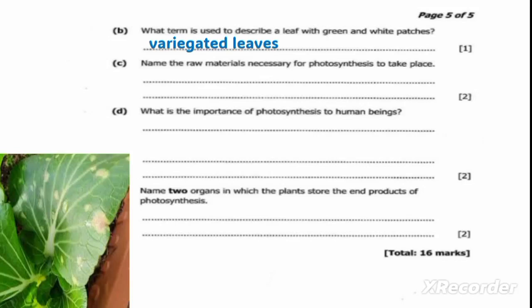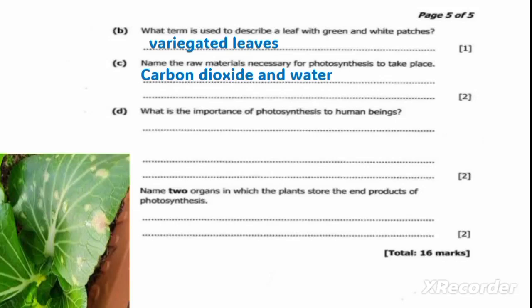So the raw materials, last time we discussed the raw materials required for photosynthesis to take place. We are simply talking about water and carbon dioxide. Water, carbon dioxide, sunlight, these are factors needed for photosynthesis to take place. So therefore, we are going to say carbon dioxide and water.